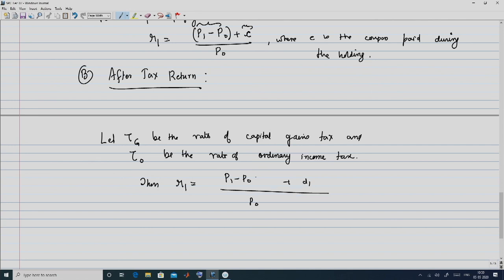But please remember that on the amount of P1 minus P0, you have to pay a capital gains tax at the rate of tau G. So, that means the amount of money that remains with you is P1 minus P0 times 1 minus tau G. And also for the dividend, you have to pay the income tax at the ordinary rate. So, on the amount of D1, after having paid the ordinary income tax at rate tau O, you are left with an amount of D1 times 1 minus tau O.